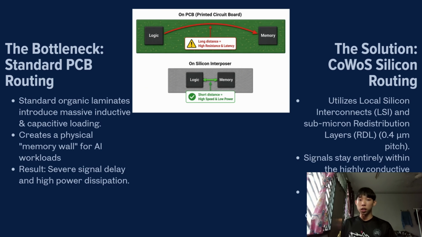So CoWoS solves this by utilizing local silicon interconnection and submicron redistribution layers using around 0.4 micrometers each. This means that the signal stays entirely within the highly conductive passive silicon, and this eliminates the transmission losses and drastically lowers the energy per bit transferred.